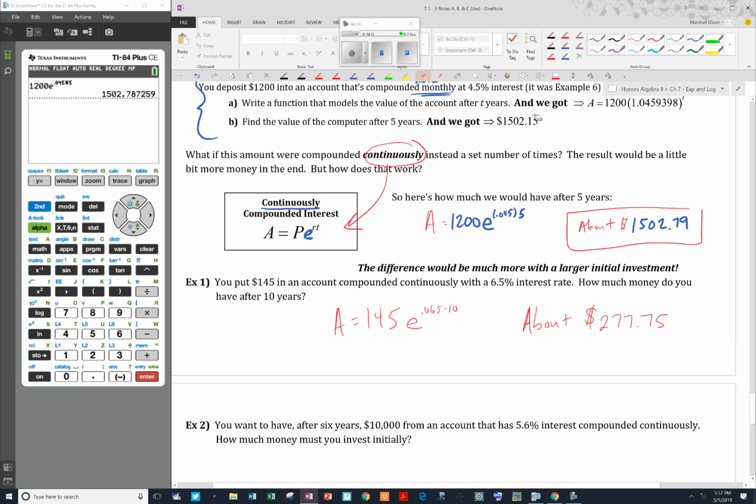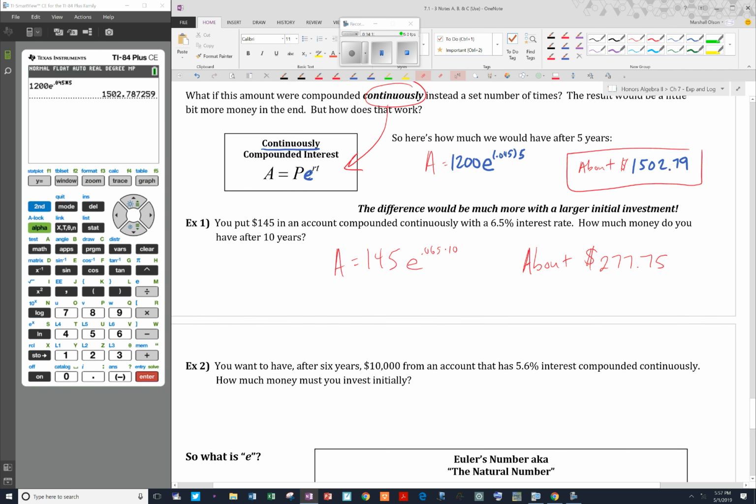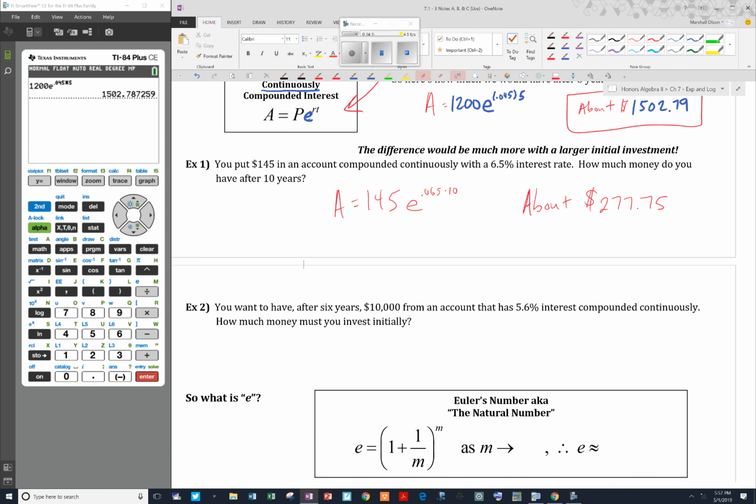All right. And then I've got another example here. It's basically the same type of example. You can write this down if you want to. It's the same type of example, just different numbers. You can type that in your calculator, see if you get the same thing. But now, I've got one more example before we talk about what e actually is.